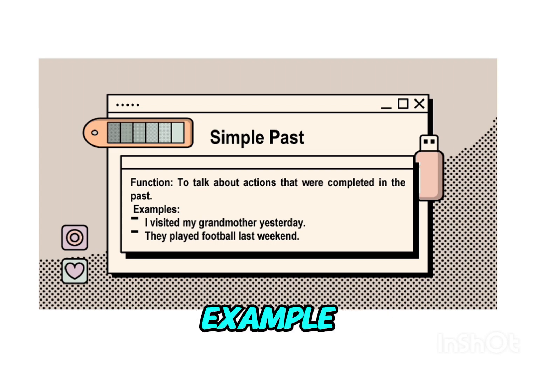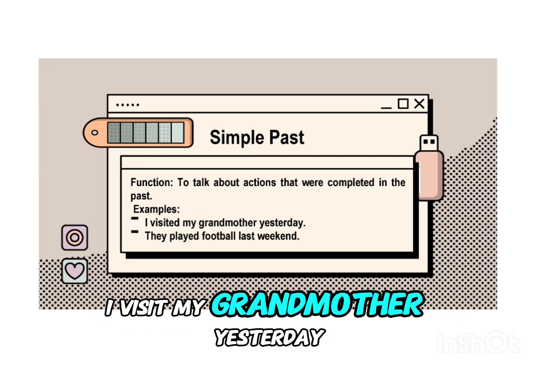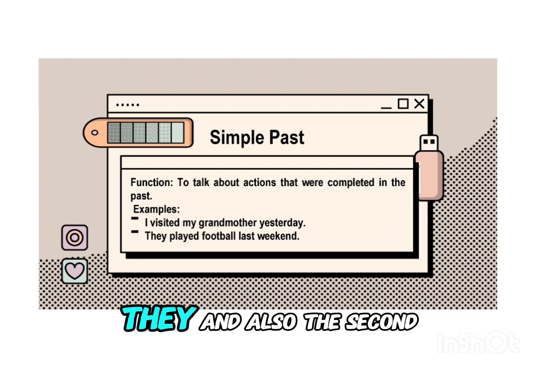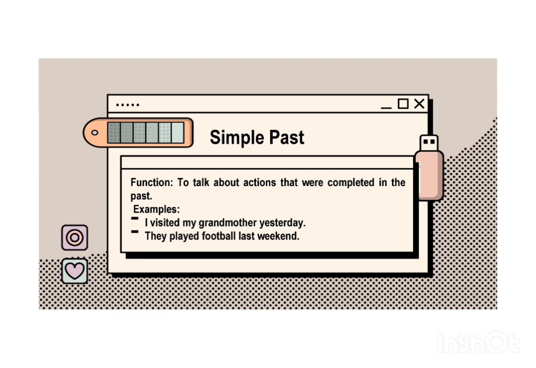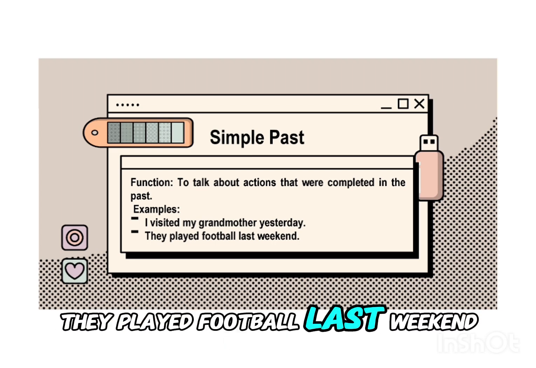For example, I visited my grandmother yesterday. And also, the second example, they played football last weekend.